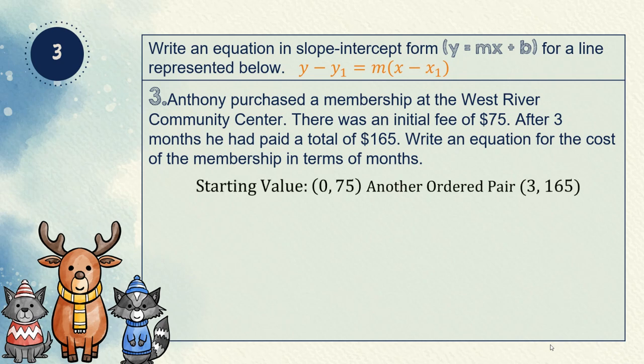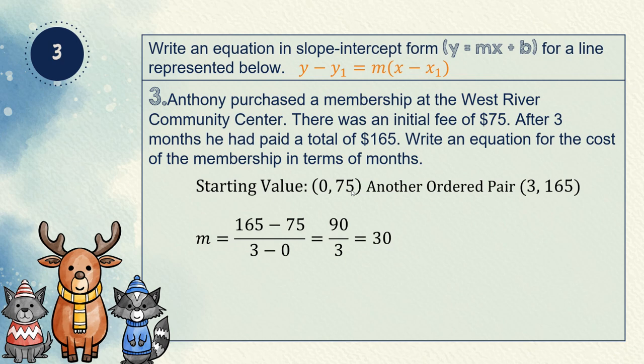The initial fee, we could think of that as the ordered pair (0, 75). 0 months, just pay $75 right away. After 3 months of being a member there, he has paid $165. So we have 2 different ordered pairs that were given to us from that situation. First, calculate the slope between those 2 points, or our rate of change. I take 165 minus 75 over 3 minus 0. So we get $90 over the course of 3 months, which is $30 per month.